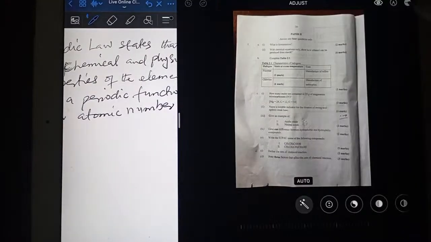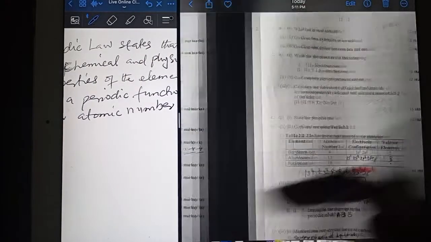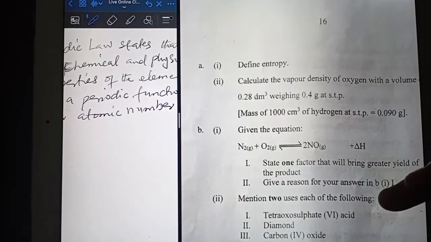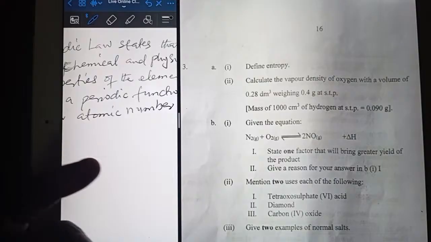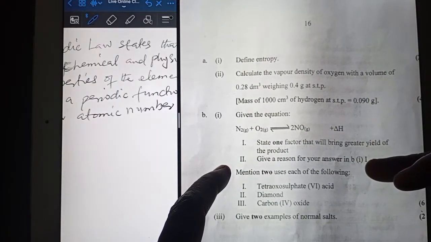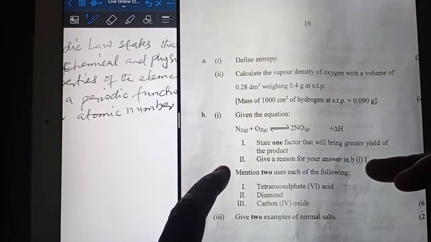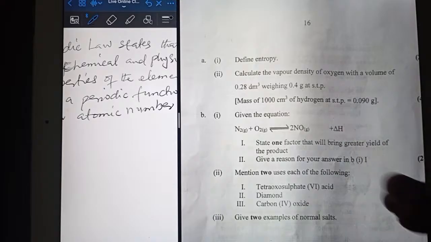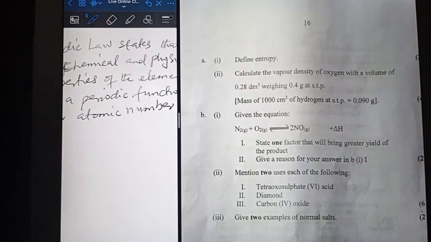Let's jump to the next. We're done with this. The next one says, define entropy. Entropy is the degree of disorderliness of a system. Calculate the vapor density of oxygen with a volume of 0.25. Please, entropy is the degree of disorderliness of a system. You can take it as how scattered something is.